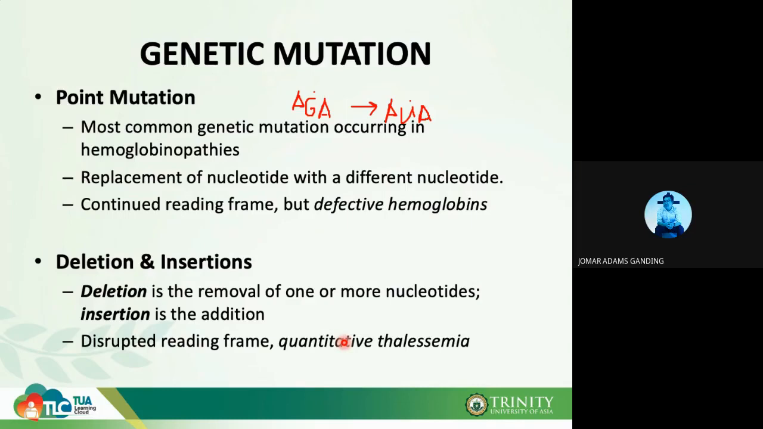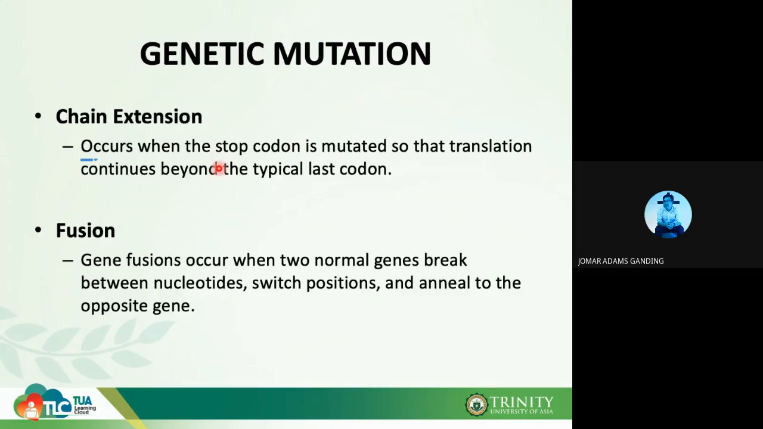So, having said that, we also have your chain extension. Chain extension, I'll just discuss it briefly. So, in chain extension, this occurs when the stop codon is mutated. So, remember, di ba, meron tayong stop codon, your UGA, UAA, UAG, okay? So those are actually my palatandaan for your stop codon.